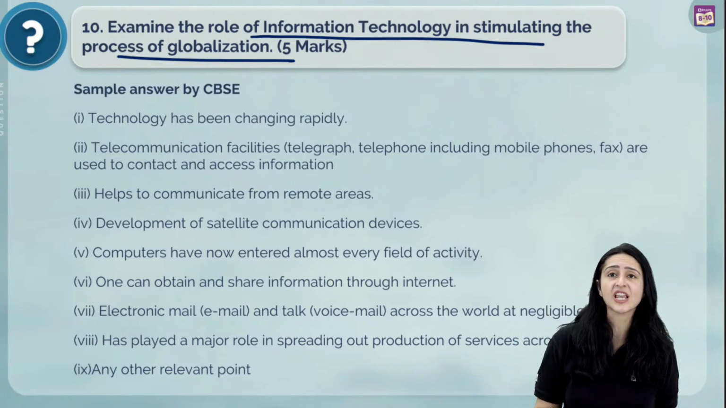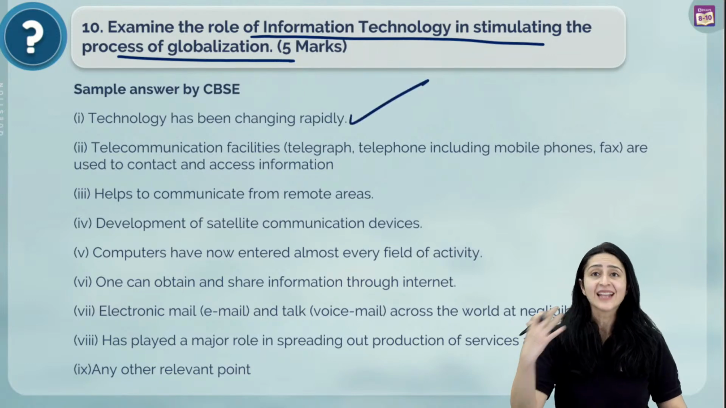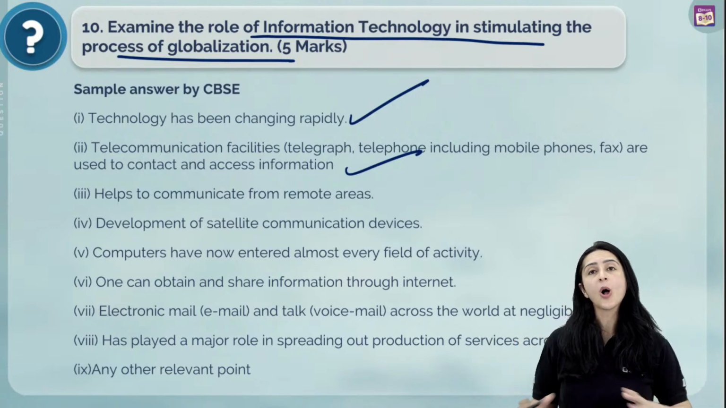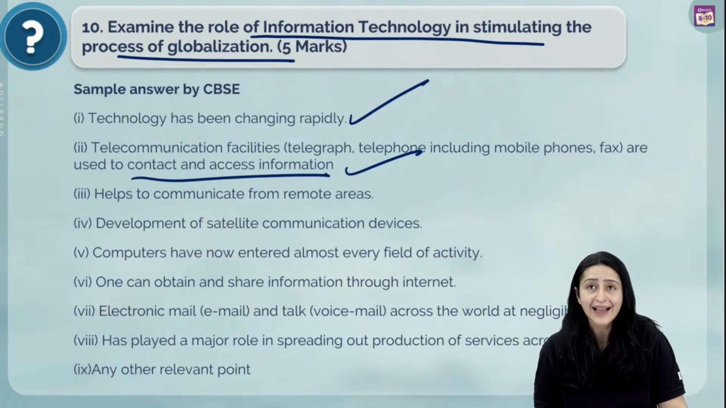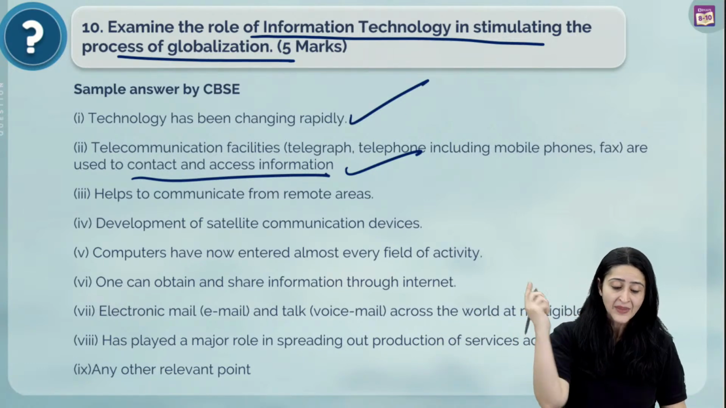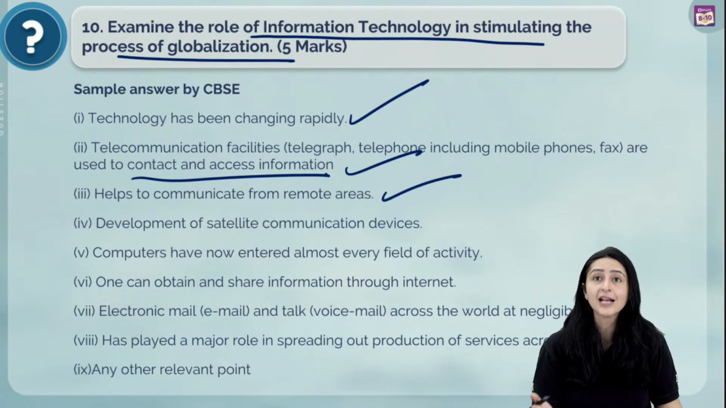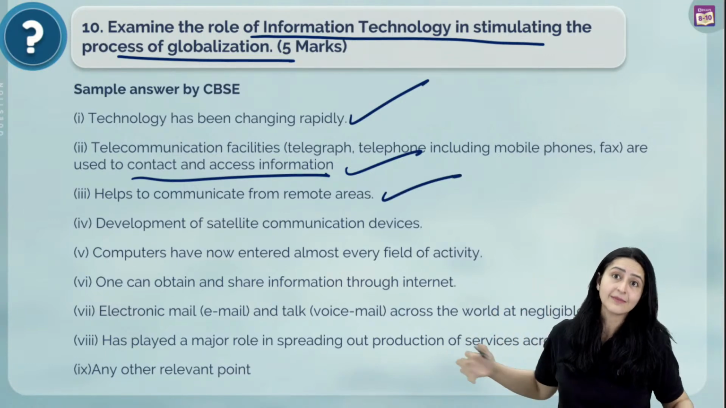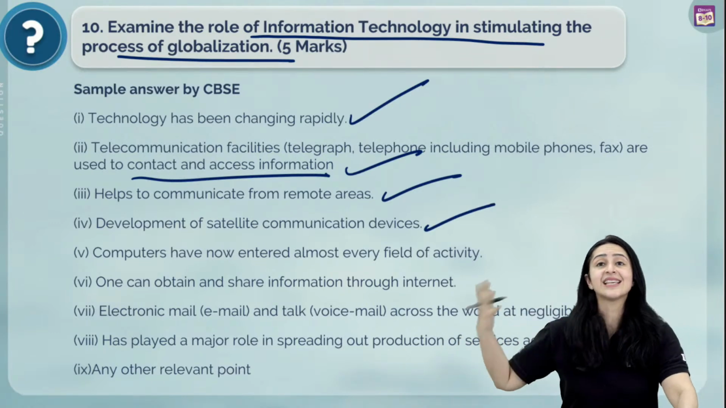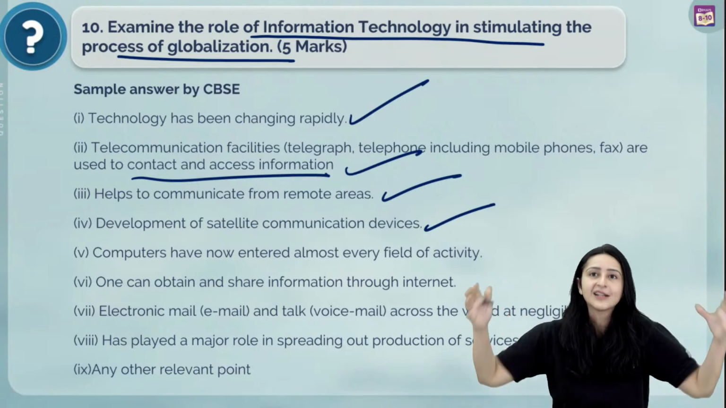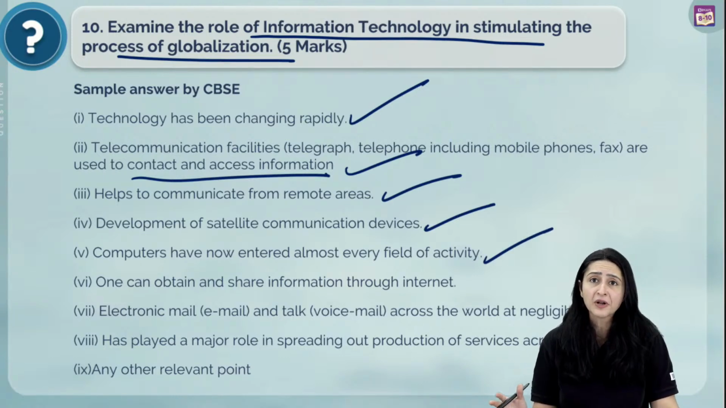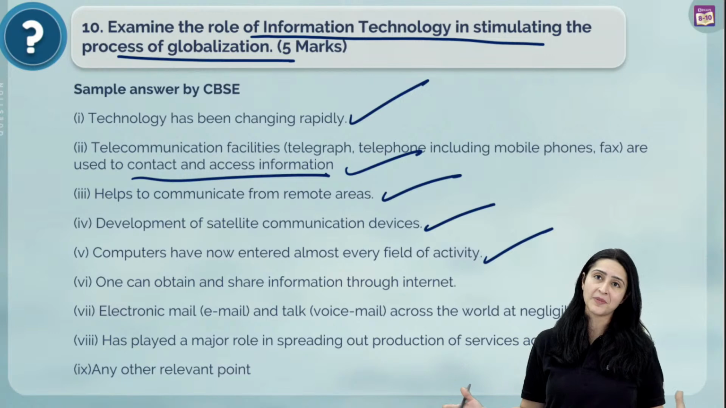Technology has been changing rapidly. We know this. Telecommunication facilities like the telegraph, mobile phones, internet, all these are used to contact and access information, which is very, very important. So it's helping the world to become a smaller place. Helps to communicate from remote areas. So again, it's connecting people, no matter what country. Development of satellite communication devices, these give us more information and make the world a smaller place. Computers have now entered almost every field of activity. Absolutely right. So we have more information and we have more connect.